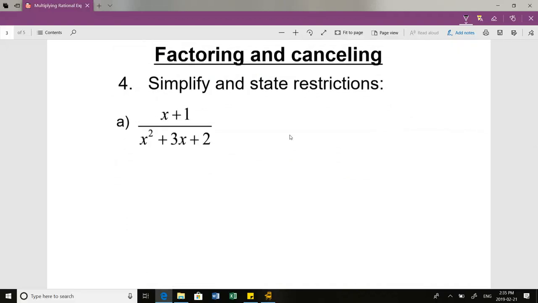All right, so this one's just asking us to simplify and state restrictions. So first things first, we always factor and common factor as much as possible. So I'm looking for two things that multiply to 2 and add to 3. 2 and 1, good. Okay, we restrict before we cancel. So x cannot be, I think these ones are easy to see, -1 and -2.